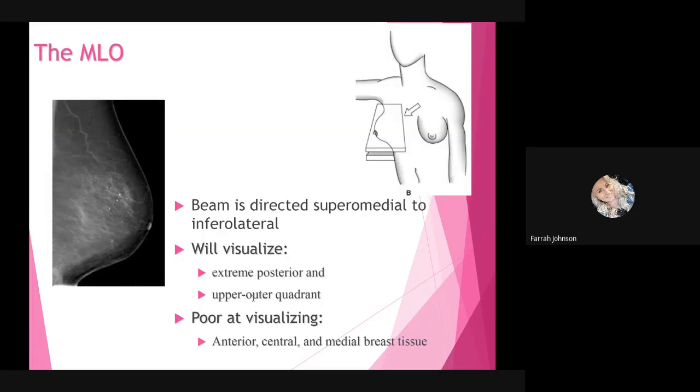All right, so now we're going to move on to our MLO projection, or our second complementary view. For the MLO, the beam is going to be directed superior medial to inferior lateral. This projection is going to visualize the extreme posterior and upper outer quadrant of the breast. This projection is poor at visualizing anterior, central, and medial breast tissue, which is why we complete the CC projection.